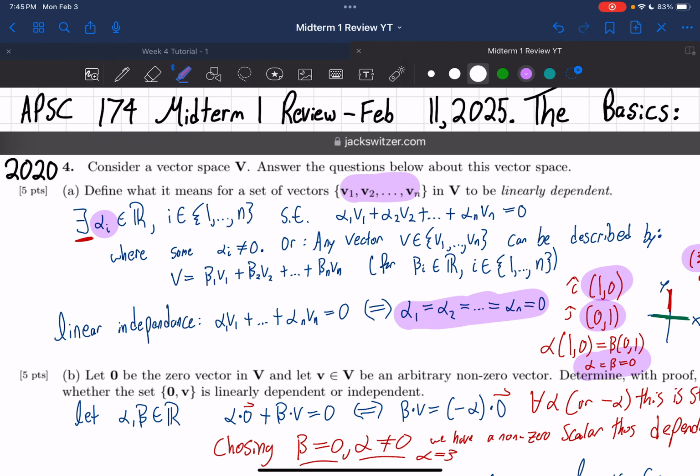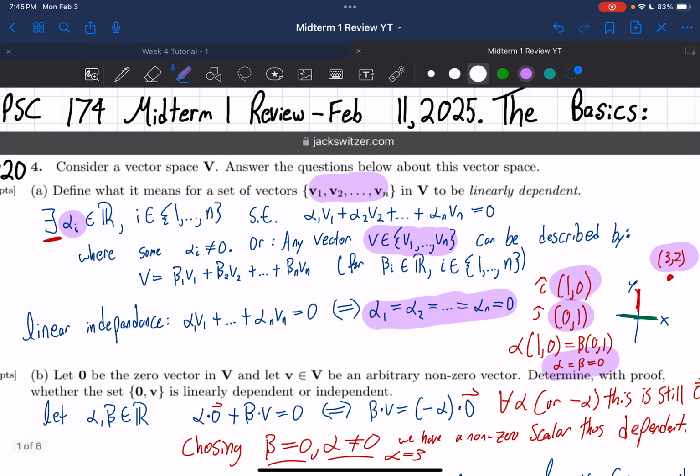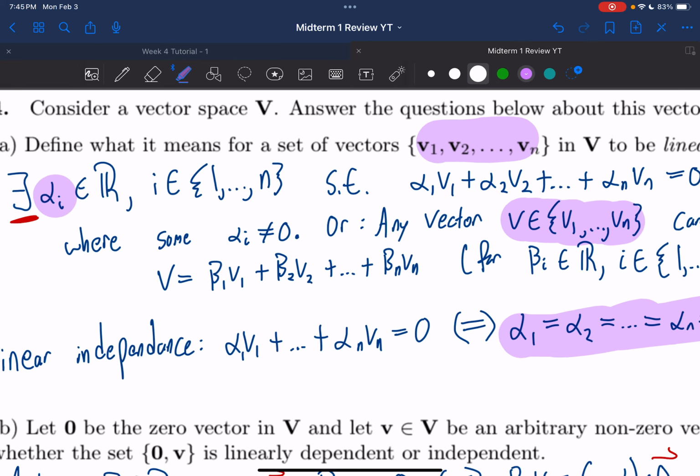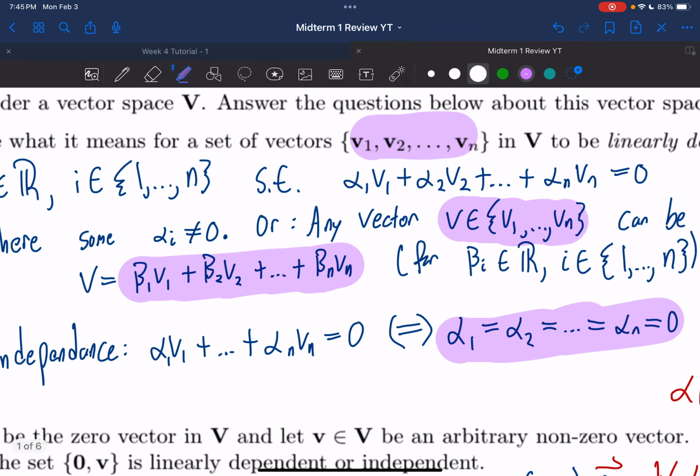Now, a better way of thinking about this is that if you have a dependent set of vectors, let's call this set dependent, and we're just going to choose an arbitrary vector in it. If you have this notion of dependence, then any vector in that set can simply be described by adding and scaling the other vectors in your set, okay?